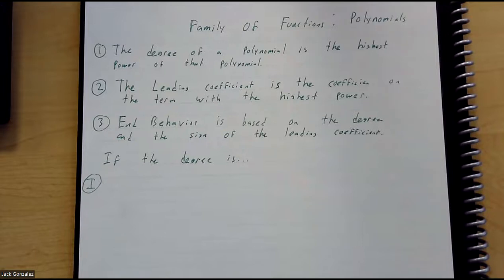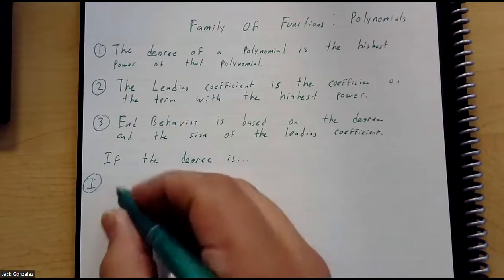Number three, then they're going to ask you about end behavior, and that's determined by degree: whether the degree is even or odd, and then whether the leading coefficient is positive or negative. So there are 4 permutations, 4 different scenarios based on even, odd, positive, negative. Just combine those 4 together.